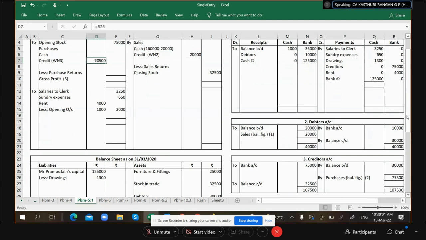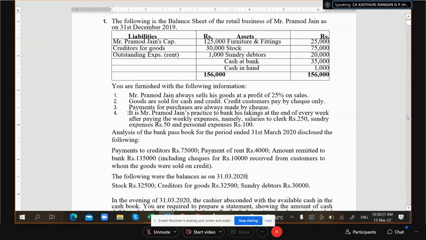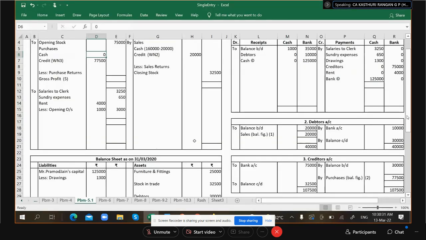Okay. So from working note number 2, you got credit sale. But is there any cash purchase? Actually, there is no cash purchase in the problem, because the problem says payments for purchases are made by check only. That means they have not paid any cash for purchases. So there is no cash purchase. But goods are sold for cash and credit. So credit sale we found out. Now we have to find the cash sales. How to find the cash sales?